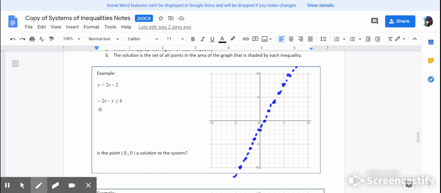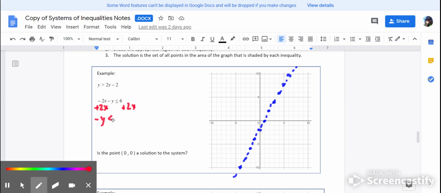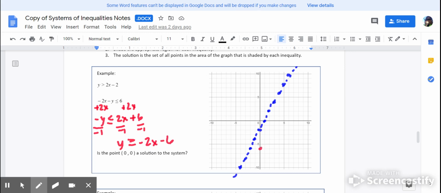Now for the second equation, I must put it in slope-intercept form. So I get negative y is less than or equal to 2x plus 6. I must divide everything by negative 1. Remember, when I divide by a negative, I must flip my sign. So y is greater than or equal to negative 2x minus 6. My y-intercept is negative 6. We go down to the right 1. When I run out of space, I'm going to go up 2 to the left 1. You can see an intersection point of my two lines here.